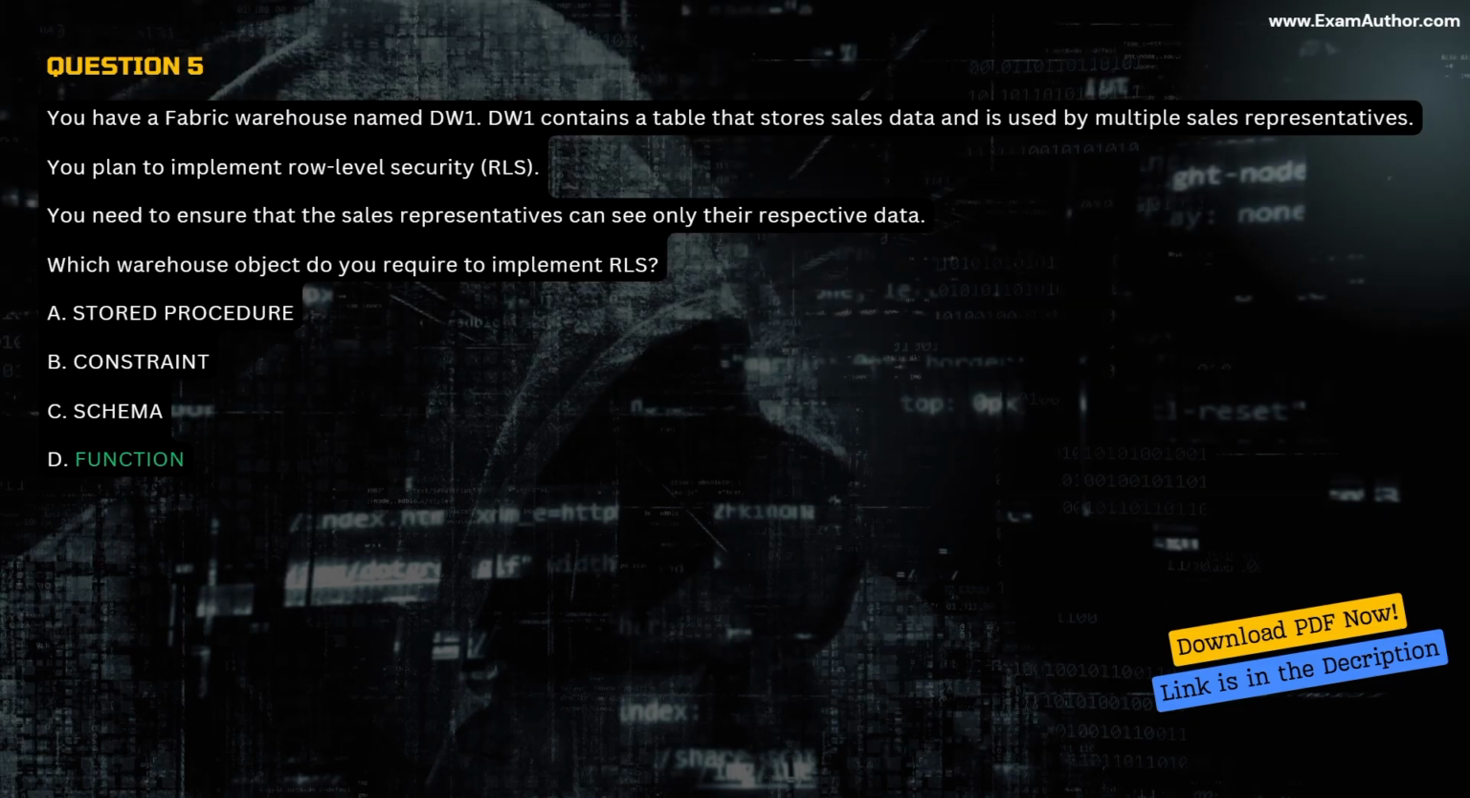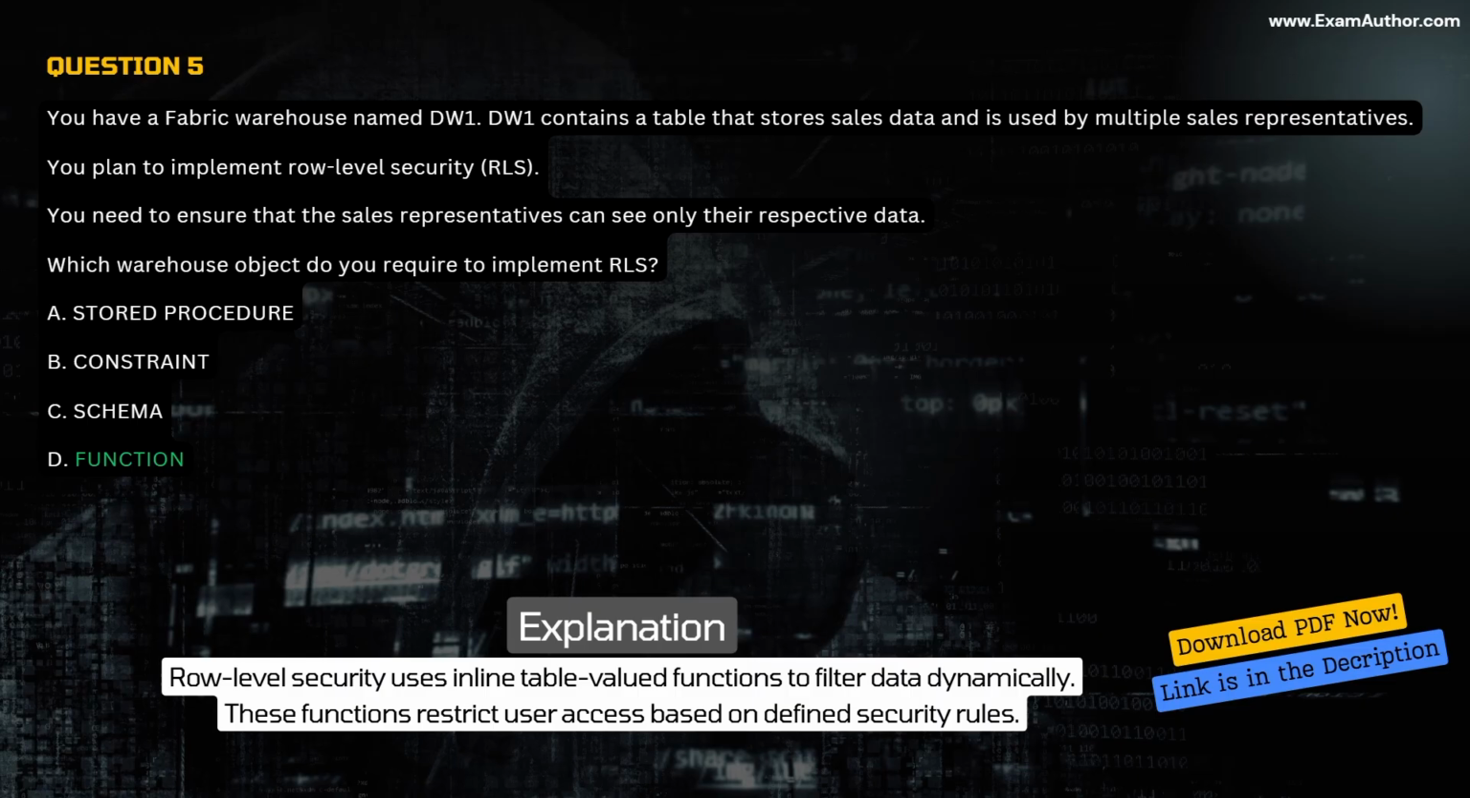Function. Explanation. Row-level security uses inline table-valued functions to filter data dynamically. These functions restrict user access based on defined security rules.